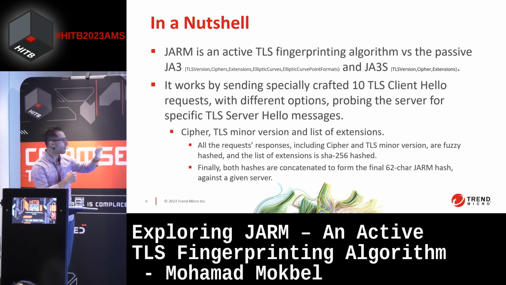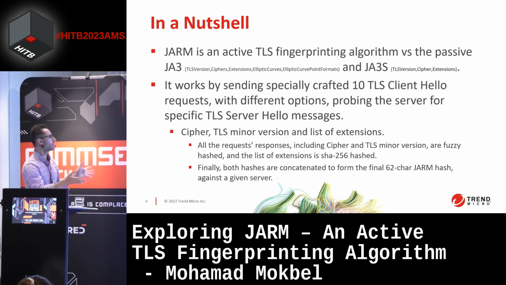Sorry, I meant by this, this is what you get from the server hello message. So after you send those 10 specially crafted TLS client hello messages, out of each of those requests, you parse the server hello packet looking for the cipher that it picked, the TLS minor version, and the list of extensions. So after you get all of this data from the server for each of those 10 packets, you parse them, you fuzzy hash them, and then for the extensions alone, you SHA-256 hash it. And you take only the first 32 characters out of it.